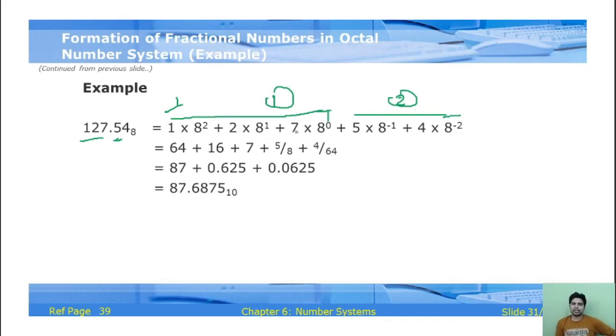The first part can easily be calculated: 7 times 8 to the power 0, 2 times 8 to the power 1, 1 times 8 to the power 2, that is 64, 16 and 7. And in the second part, 5 times 8 to the power minus 1 and 4 times 8 to the power minus 2, that is 5 by 8 and 4 by 64. It can be written as 0.625 and 0.0625, so 87.6875. So this is the formation of a fractional number in the octal number system. That is a good example.